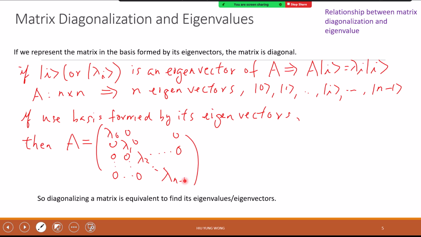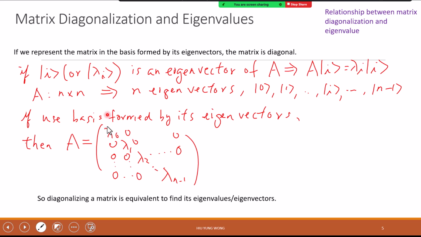Okay, so this is just a statement. The important thing is I need you to understand what I'm talking about. We're talking about a matrix, n by n. It has its eigenvectors. If I use its eigenvector as the basis state, remember, we can have different bases. It's up to you how to transform, from English to Russian or whatever. But this time I use the eigenvector as the basis, then A will be diagonal.